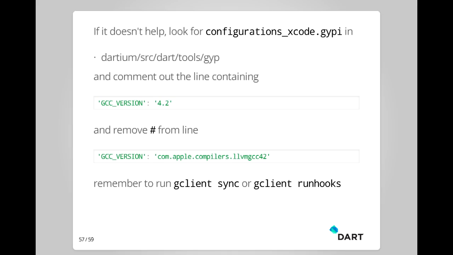And we have to remember that after every change of configuration files, we have to run either gclient runhooks or gclient sync. If the previous step doesn't help, and the compilation still fails, just look for configurations_xcode.gypi, comment out the line showing the GCC version 4.2, and just enable the line with Apple's compiler. And also remember to run gclient sync or runhooks.